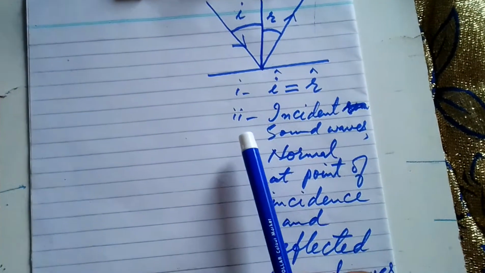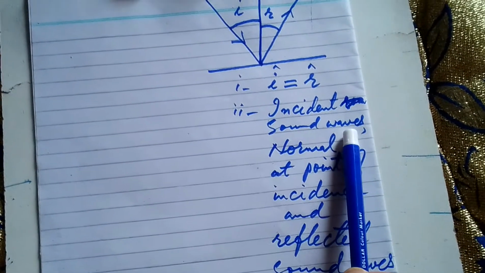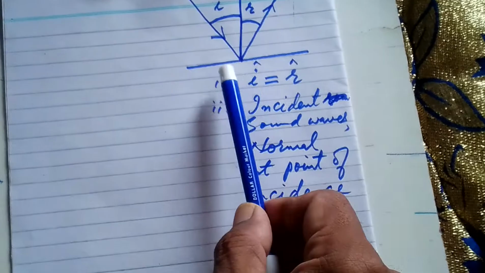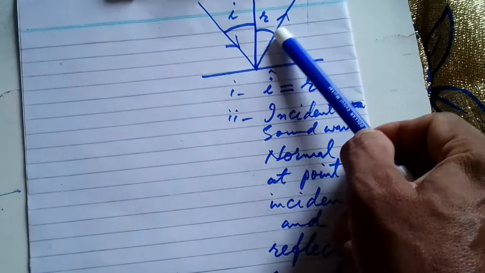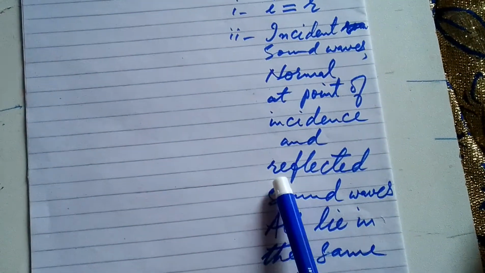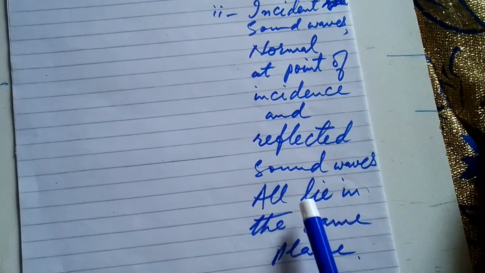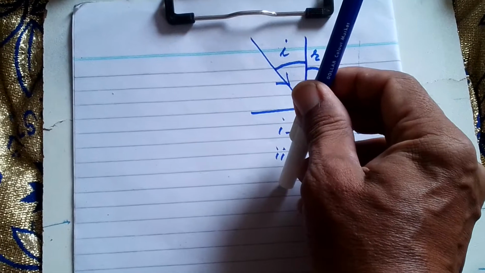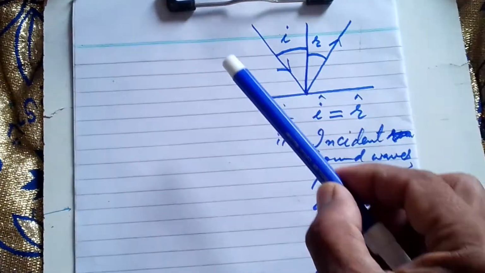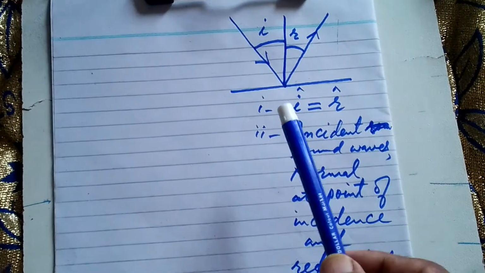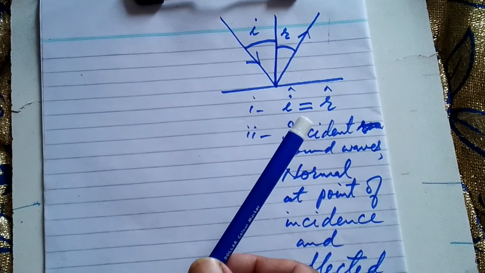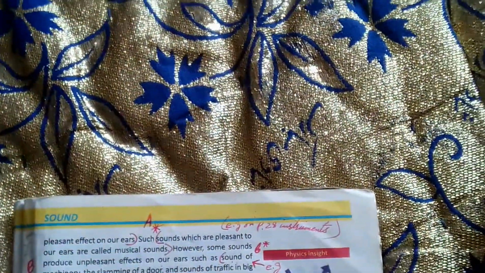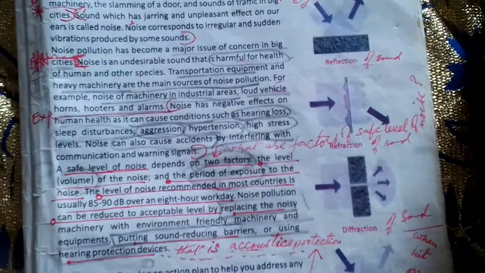That is one thing. And the second thing is, these are incident sound waves, normal at the point of incidence, and reflected sound waves. All these lie in the same plane. It means these are not coming out of the plane. These are coming in the same plane, and then after reflection bouncing back in the same plane. So this is known as reflection of sound waves.